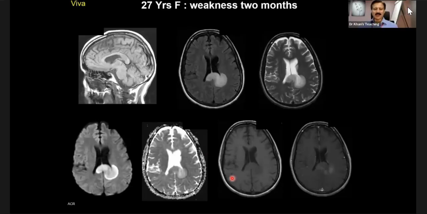Okay, so what is your differential? Differential for this that's crossing the midline would be a high-grade glioblastoma multiforme. Could present like this, 27-year-old. Anything else in the differential in the tumor world?